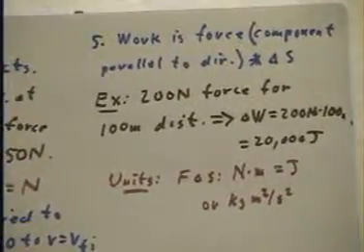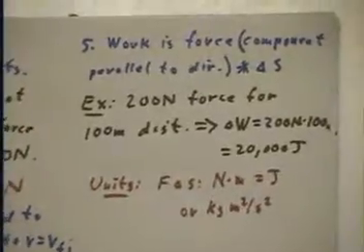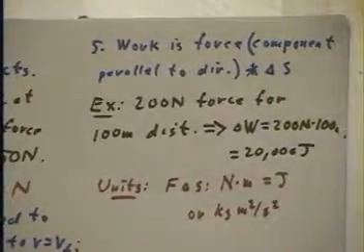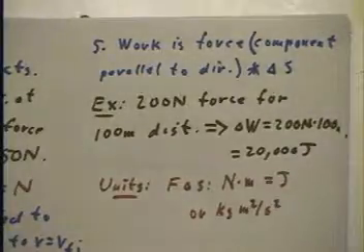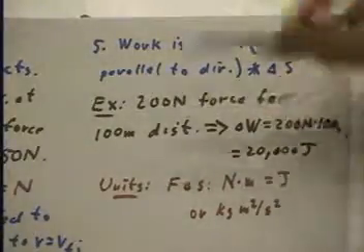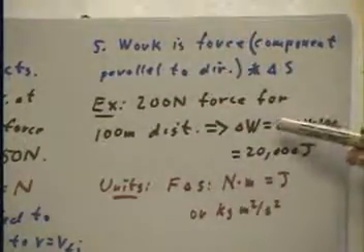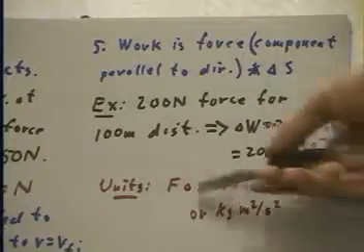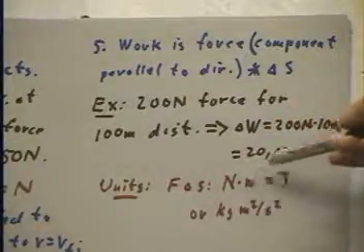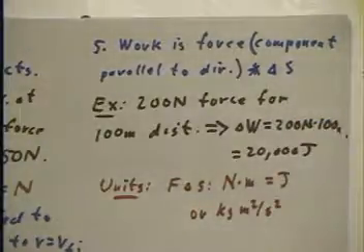Quickly looking at the concept of work. Work is the force, or the component of the force that's parallel to the direction of motion, times our displacement. For example, a 200 newton force in the direction of motion for a 100-meter distance gives us a work contribution of 20,000 joules. Units are force times distance, newton meters, which is joules, and as we saw before, that's the same as kilogram meters squared per second squared.